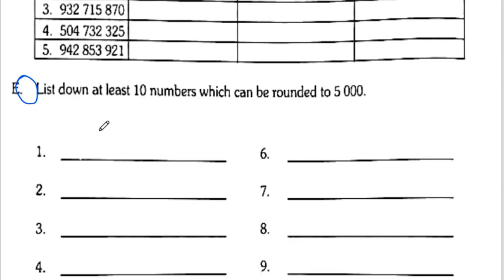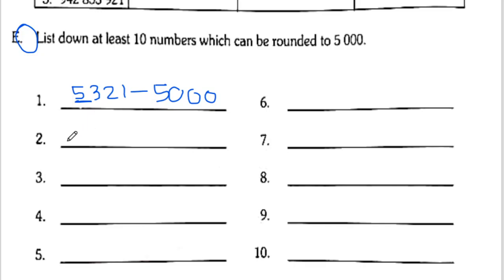For example, we are going to write here 5,321. This one will be your sample number. If we round off this one to the thousands place, it will become 5,000, because next to digit 5 at the right side is 3, and 3 is less than 5. So we need to retain 5, copy 5, and then the rest of them will become 0. Just like that. And then you're going to continue with number 2, number 3, number 4, number 5, 6, 7, 8, 9, and 10.